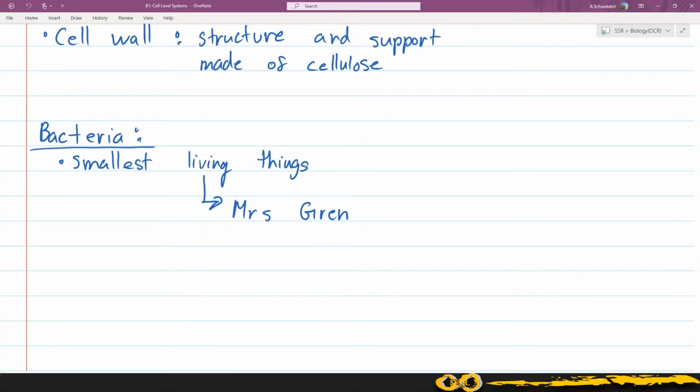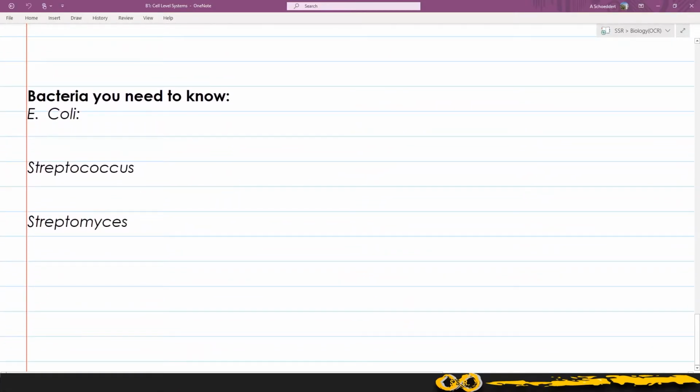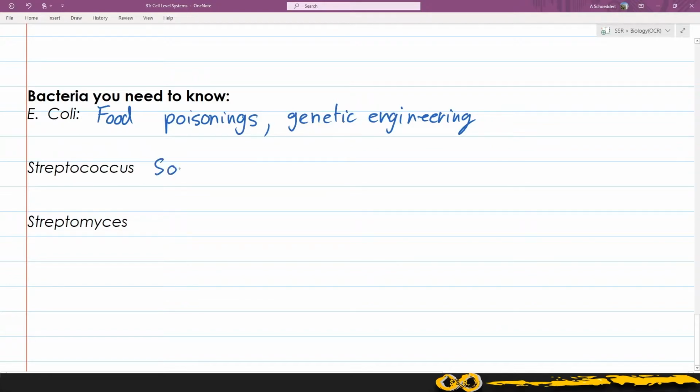There are a few bacteria that you should be aware of as examples of bacteria and that you might be asked about. The first of these is E. coli, which is commonly known for its role in most food poisonings, but it is also very useful in terms of genetic engineering. The next is a large category of bacteria. It's your Streptococcus bacteria. These are the ones that are involved in sore throats, but they are also involved in other infections as well.